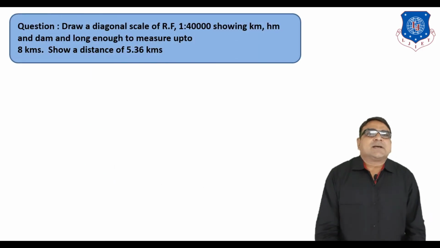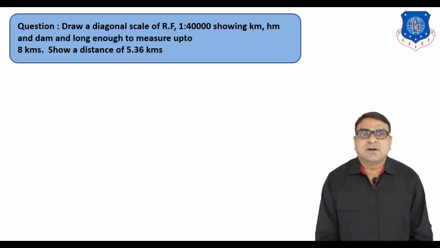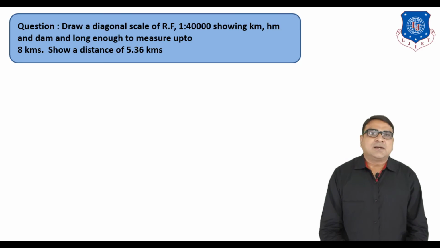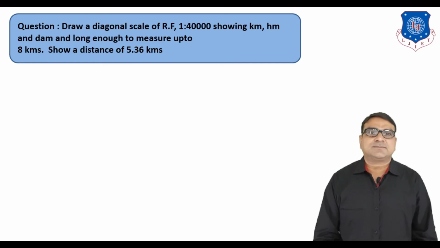Now let us see one example of a diagonal scale. Draw a diagonal scale of RF equal to 1 by 40,000 showing kilometer, hectometer and decameter, and long enough to measure up to 8 kilometers. Show a distance of 5.36 kilometers.